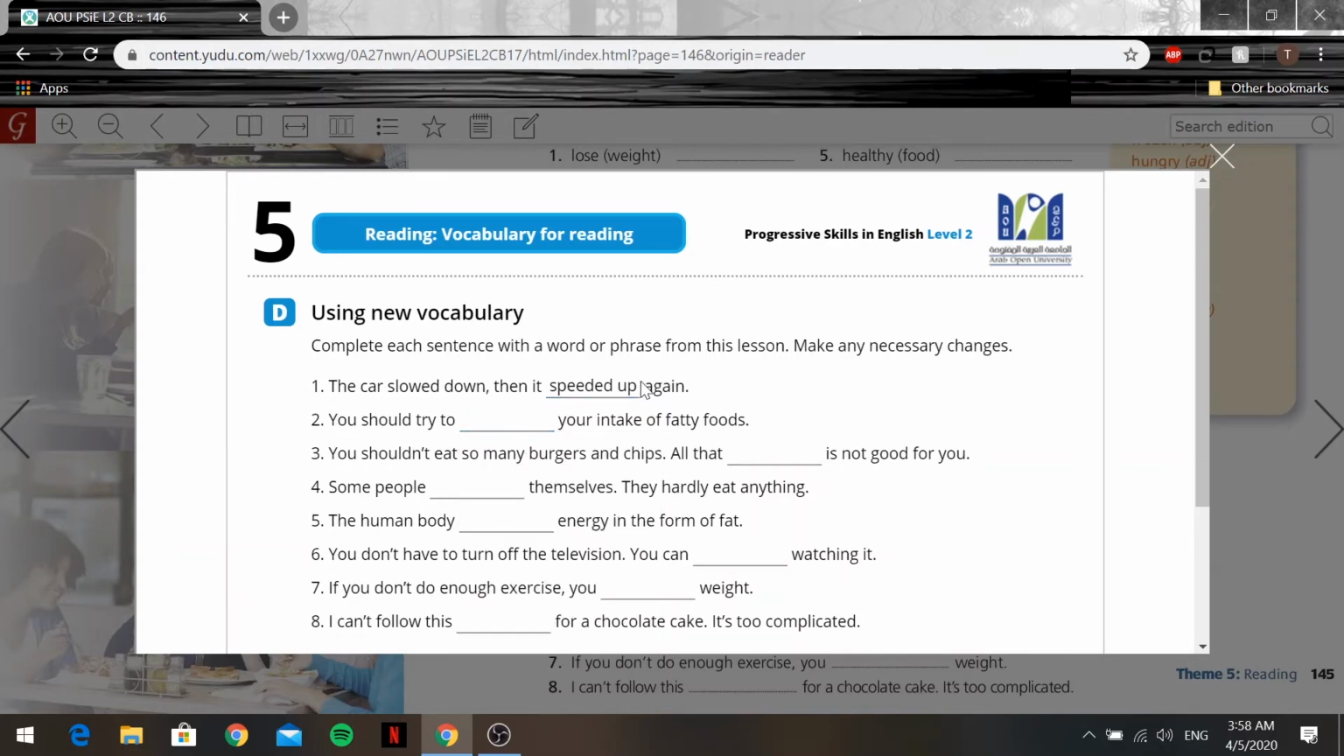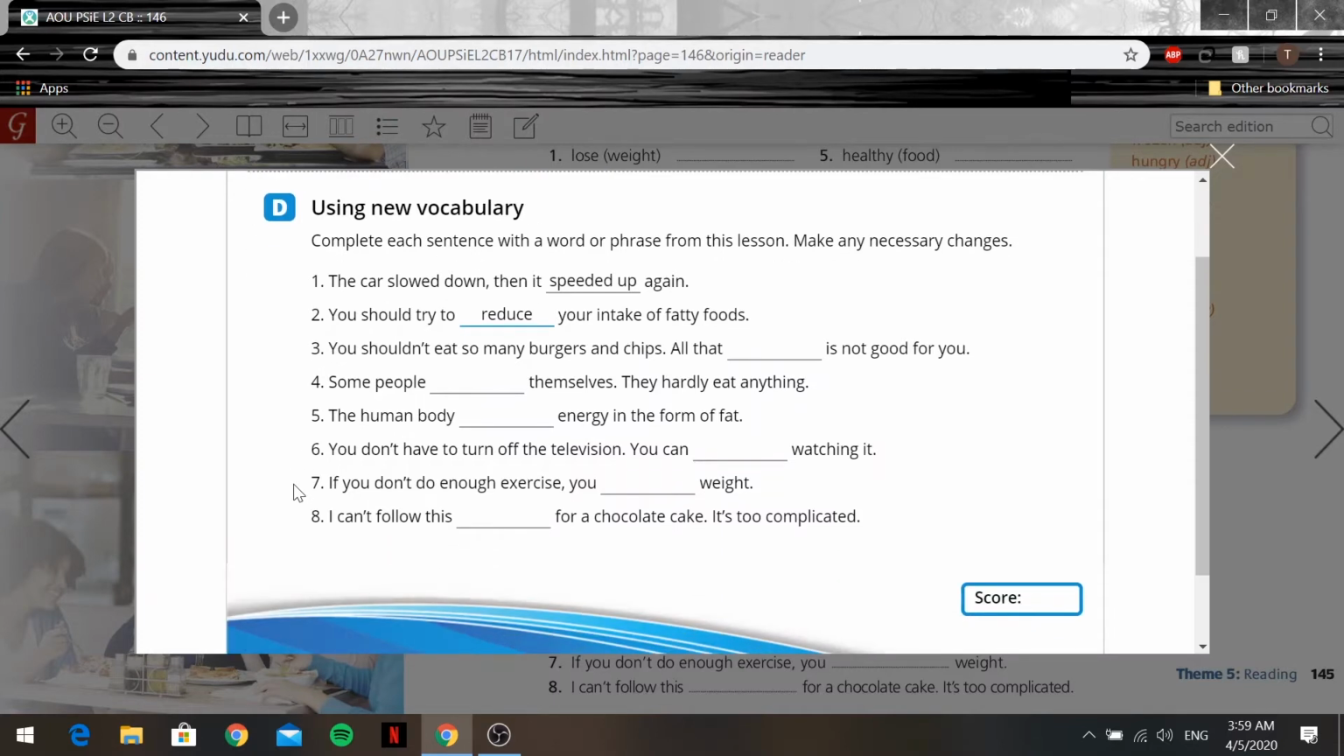Let's go to 2. Give me a second. 2, you should try to blank your intake of fatty foods. We'll use the word reduce. Remember, the opposite of increase, reduce, lower. You should try to reduce your intake of fatty foods. By the way, the reason I'm using reduce and not something like minimize, for example, is because I'm trying to use words that are in the lesson.